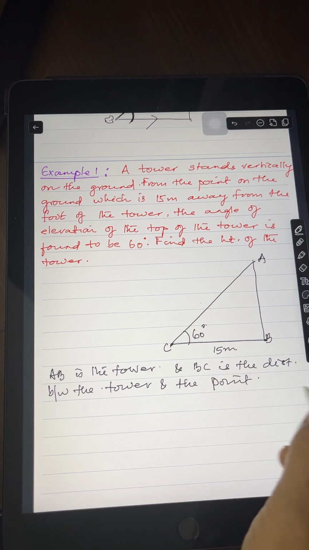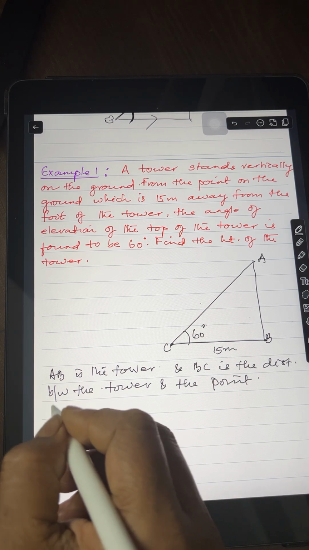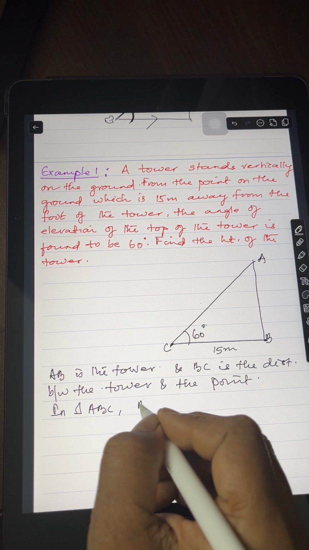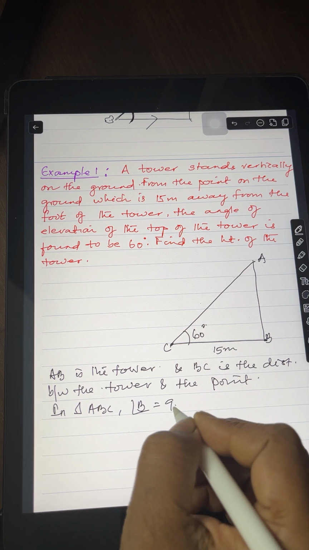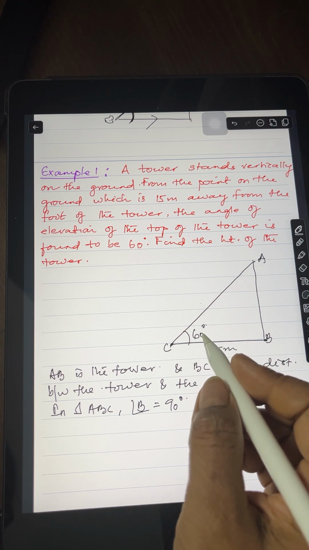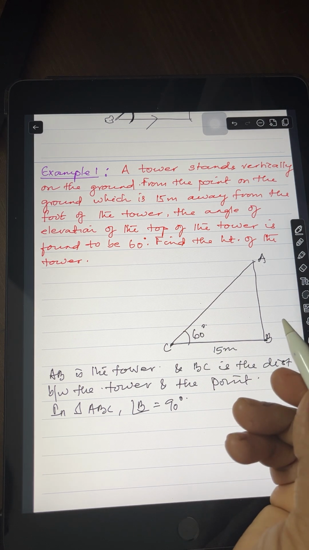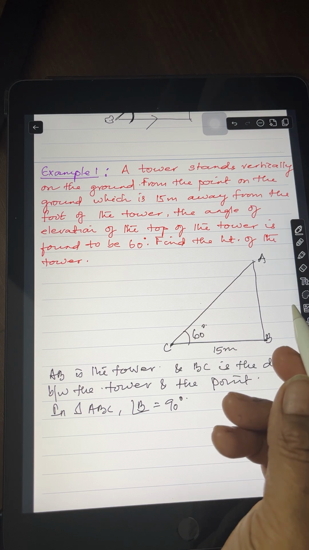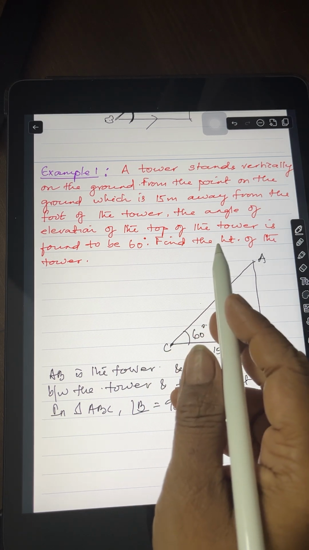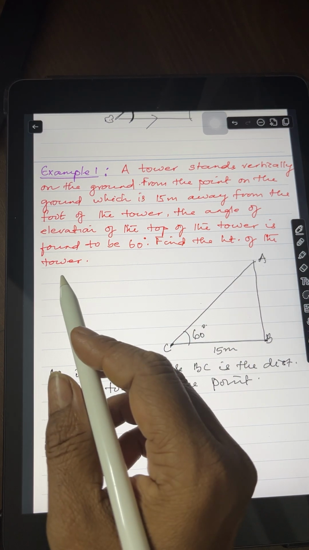Distance between tower and the point. Now in triangle ABC, angle B is 90 degree. So you can either take sine theta or cos theta or tan theta, but whatever is relevant, you will have to see what you will have to find out. Find the height of the tower, he is saying.